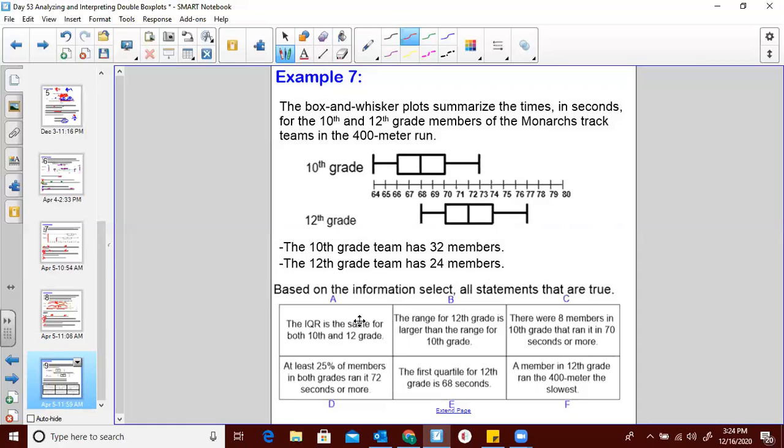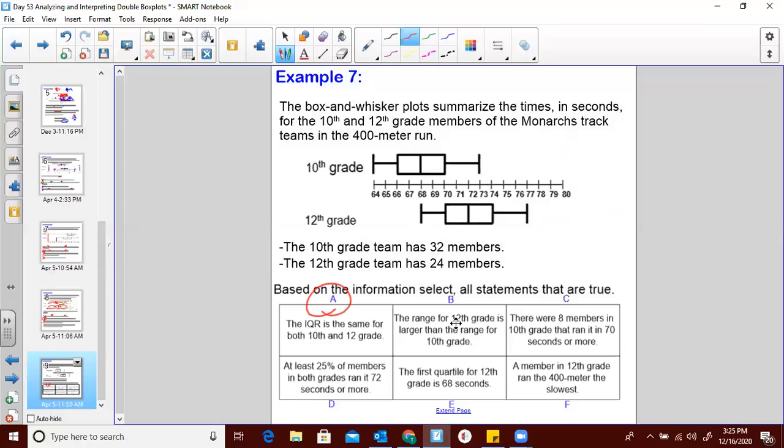The IQR is the same for both 10th and 12th grade. So let's look at it. Let's go to 10th grade first. We have 70 minus 66. 70 minus 66 is, is that really what it is? Just 4? Nice. All right. Well, for 12th grade, we have 74 minus 70. 74 minus 70 also equals 4. So it looks like A is a good answer. Let me erase my work from there.